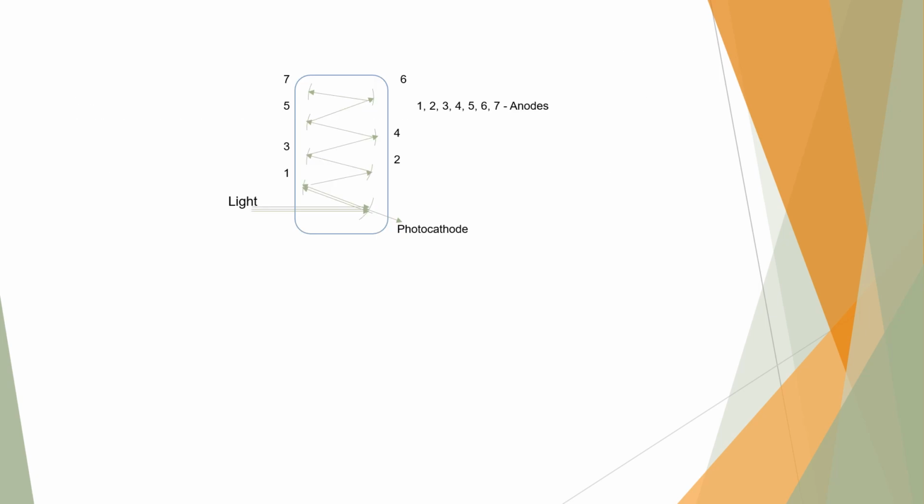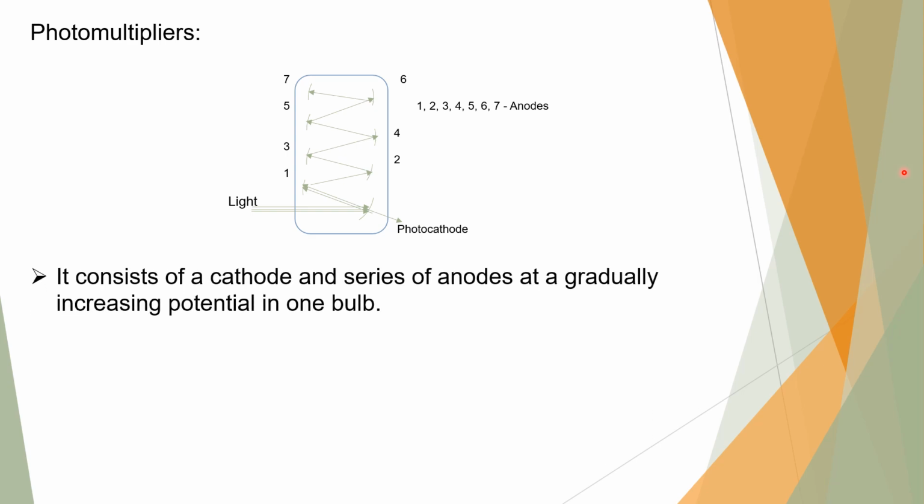Next, we will study about photomultipliers. This is the diagram of a photomultiplier. It consists of a photocathode and a series of anodes at a gradually increasing potential. These 1, 2, 3, 4, 5, 6, 7 are the anodes. The photocathode and anodes are enclosed in one bulb in these photomultipliers.